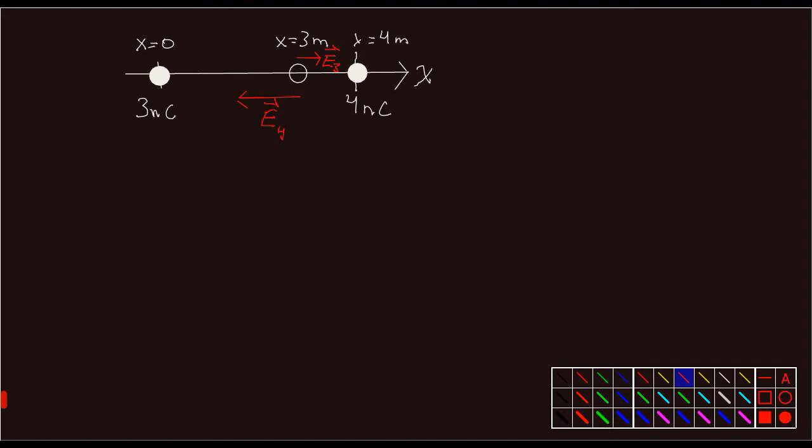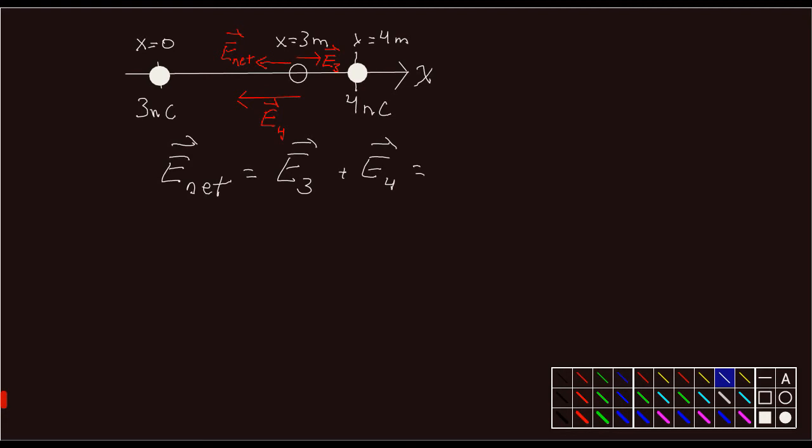They add together, and remember this is a vector addition, so we're going to get a vector which is pointing to the left but slightly smaller than E4, and I'll call this E net. Okay, so it's E net that we're interested in finding. So from the superposition principle, E net as a vector is equal to the sum of E3 and E4.